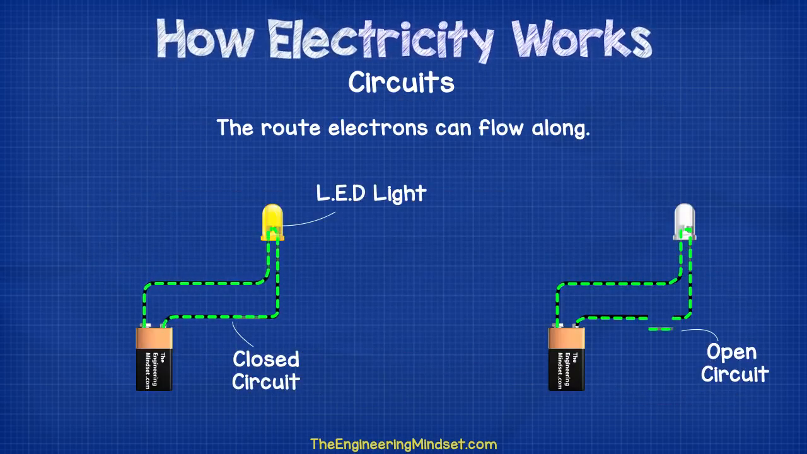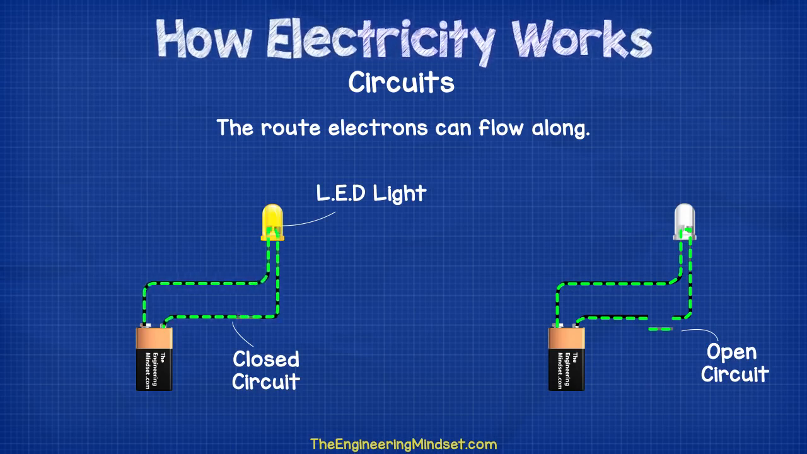When I say circuit, this just means the route which electrons can flow along between the two terminals, the positive and the negative, of a power source. So we can add things into their path like light bulbs, and this means that the electrons will have to pass through this in order to get to the other terminal, and so we can use this to create things such as light. The circuit can even be open or closed. In a closed circuit, that means the electrons can flow around, and in an open circuit, this means that the electrons are not able to flow.